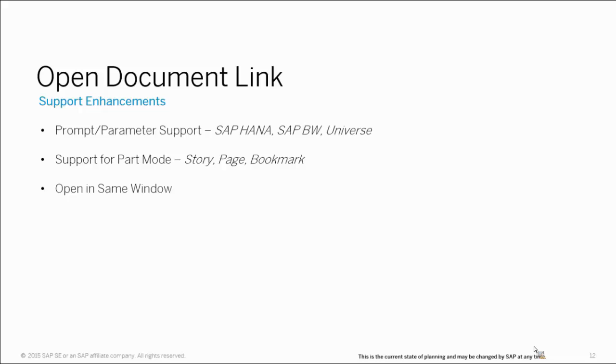So bookmark is the functionality that we launched with 129, and with 130, you would be able to use bookmarks as one of your parameters in open document links and directly land with the bookmark applied on the document. So there was always the case that open document links in Lumira would open the document in a new window. Now we have a window parameter that would allow you to control this behavior. Whether you want it in the same window or in a different window can be controlled.